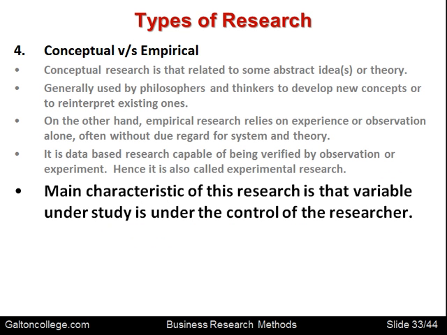The main characteristic of this research is that the variables under study are under the control of the researcher. So the researcher picks what's been studied and looks at the relationship between the various parts of the experiment, or the various parts of the inquiry, and sees how they are connected. So the researcher is very important in forming the linkages between the various parts.